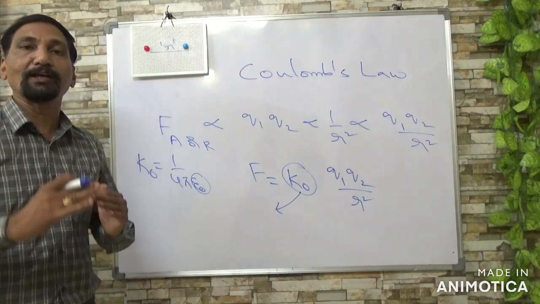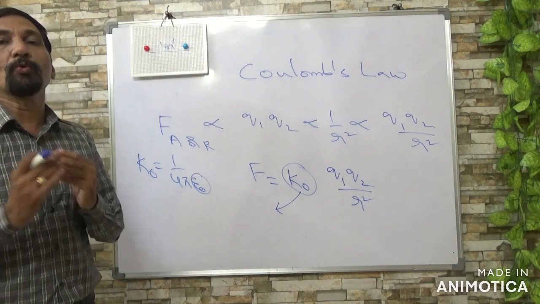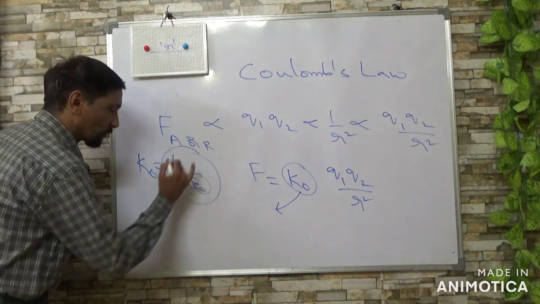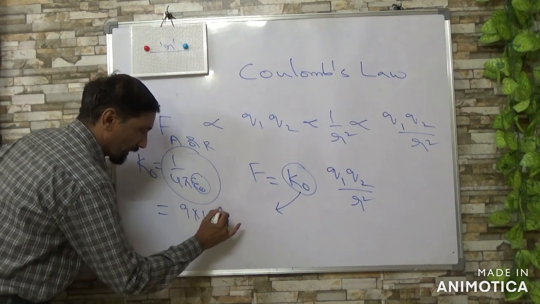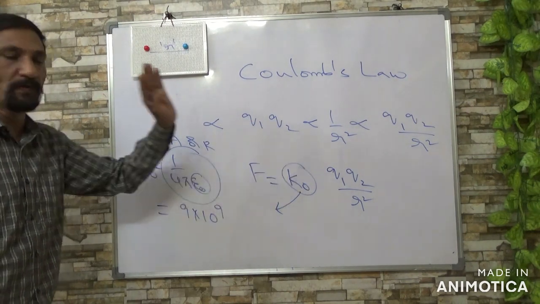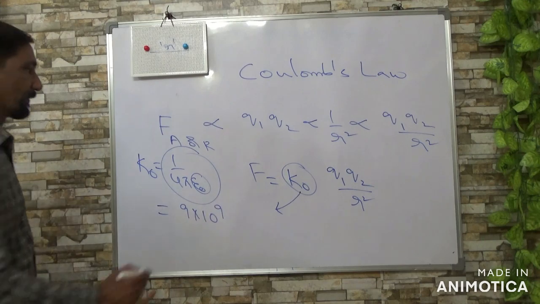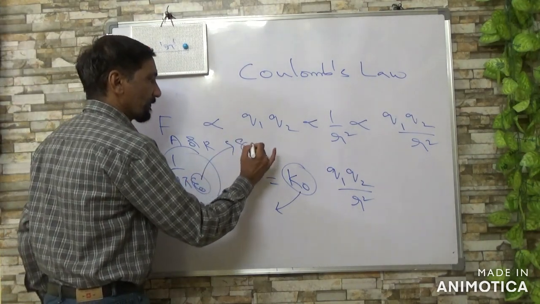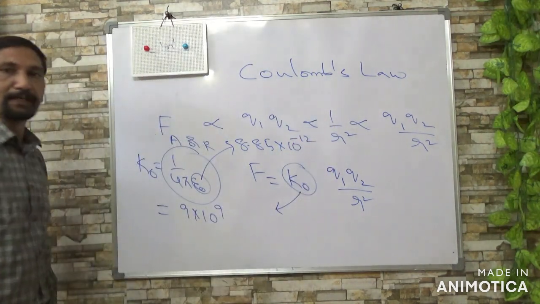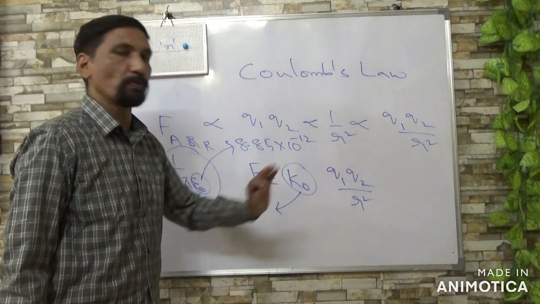So electric lines of force, electric force can travel through vacuum also. This total value is 9 into 10 power 9, very important while you are solving problems. So you must take this constant as 9 into 10 power 9, where epsilon naught, remember, is 8.85 into 10 power minus 12 units. It is Coulomb square per Newton meter square.